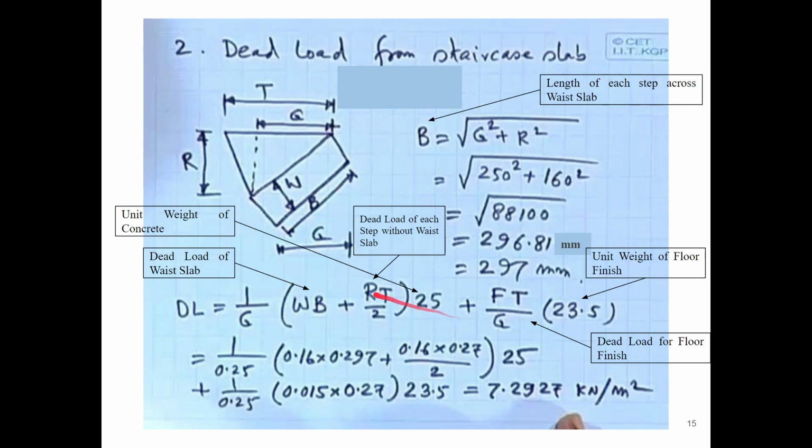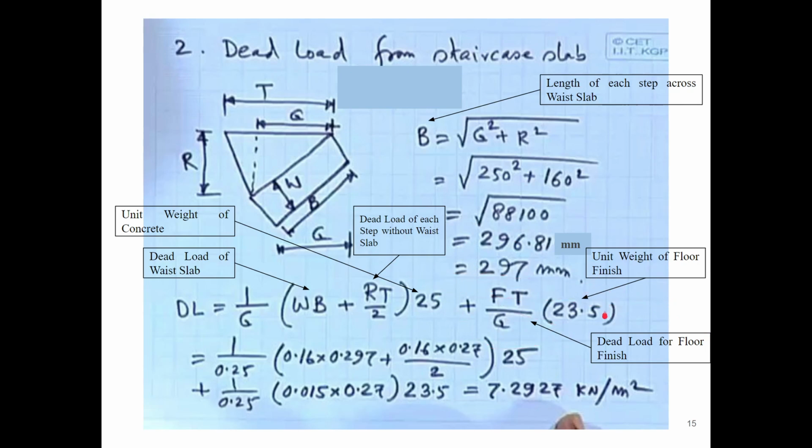And the dead load for this portion is calculated using half into RT into 25 by G. That is for this, and this is the third, which I told you a few slides back also.